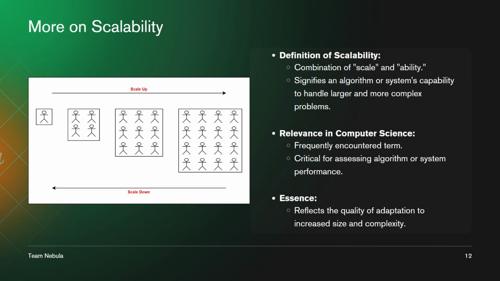Scalability is a term you often come across in the world of computer science. It's a combination of scale and ability, representing the quality of an algorithm or system to handle larger and more complex problems. So, let's illustrate this concept with a simple analogy. Imagine we need to set up a classroom for 50 students. The solution is quite straightforward, right? We can book a room, get a blackboard and a few chalks, and voila, the problem is solved.